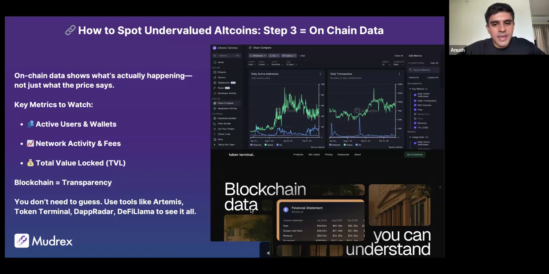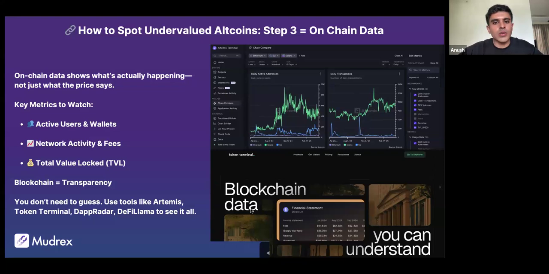And to make your life easier, there are some amazing tools that help you visualize this data that I've discussed. I'm sharing some of them with you now, and I definitely recommend bookmarking these. Artemis is one. It's brilliant for tracking blockchain user data, transaction volume, and also dev activity. Next is Token Terminal. It focuses on financial data for crypto projects. Think of it like a Bloomberg for crypto.